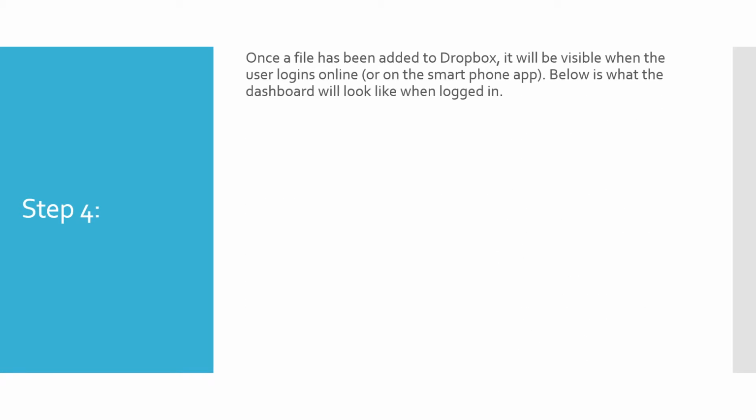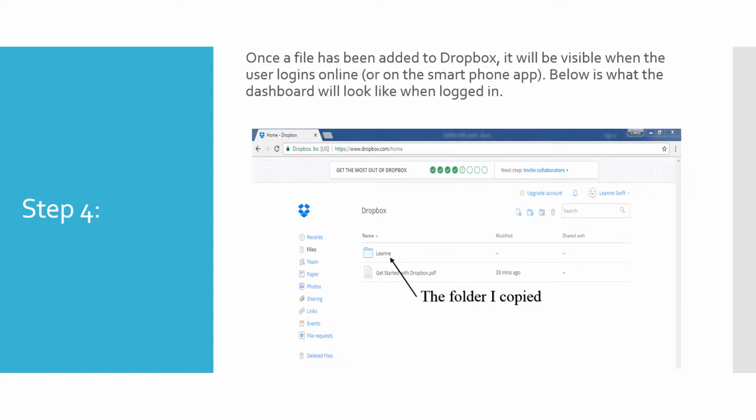Step 4. Once a file has been added to Dropbox, it will be visible when the user logs in online or on the smartphone app. Below is what the dashboard will look like when logged in. As you can see, the folder I copied is right there.